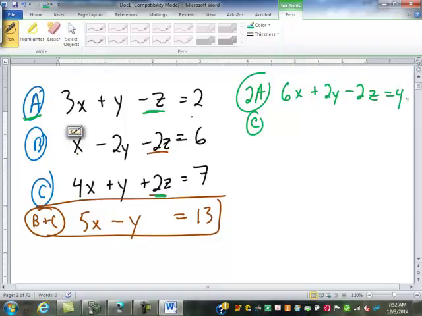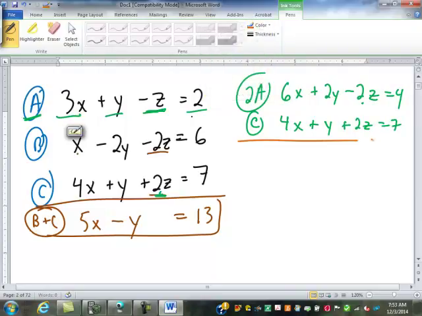Does everybody see where those numbers came from? 3 times 2 is 6, 1 times 2 is 2, negative 1 times 2 is negative 2, and 2 times 2 is 4. You just double everything in the equation in order to make it disappear? In order to make that into a negative 2, so it'll cancel out the positive 2, yes. Now equation C, I'm going to leave the same: 4x plus y plus 2z equals 7.